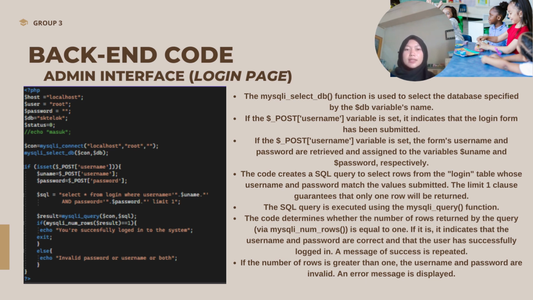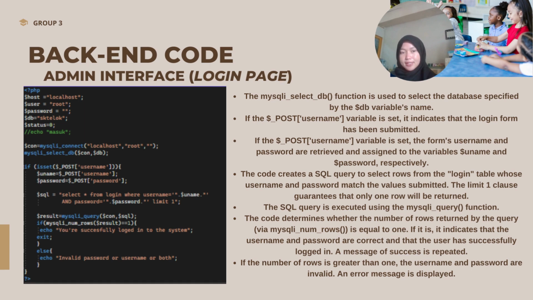A success message will be displayed that you are successfully logged in to the system. However, if the number of rows is not 1, the username and password are invalid. An error message is displayed, which is invalid password or username or both. This is because the login has two types, one for the admin and the other for the sub-admin.